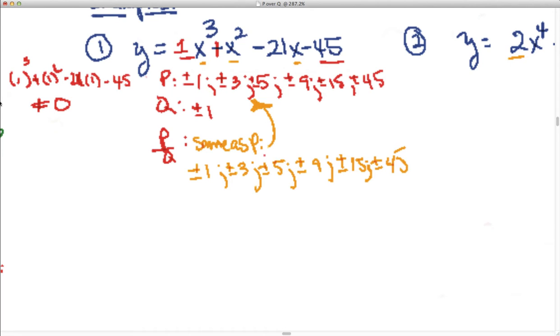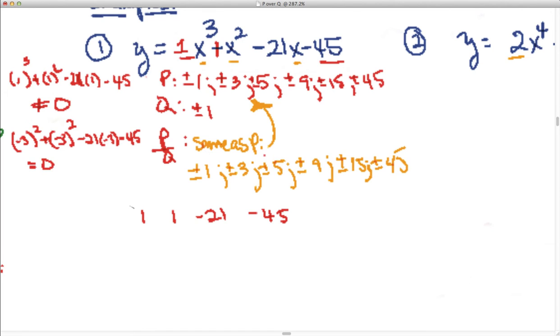In this case, since I'm the one that created the problem, I know that -3 will work. You can verify this on your calculator if you have it handy. This should equal 0 when you plug in. Okay. So now what we do is we write the coefficients down of your polynomial: 1, 1, -21, and -45.